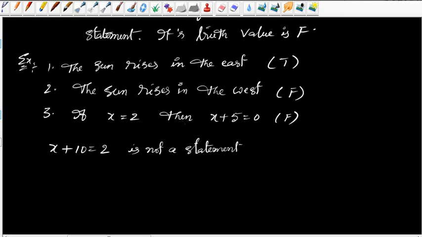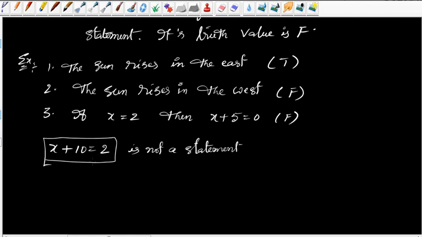Because of, if you take x is equal to minus 8, then the statement is true. Otherwise, if x is other than minus 8, the statement is always false. That means sometimes it is true, sometimes it is false.